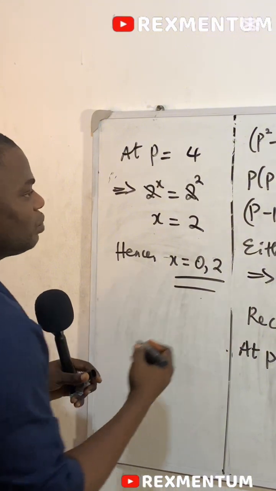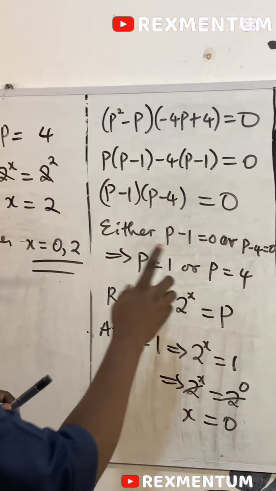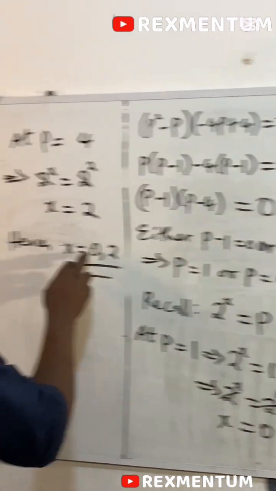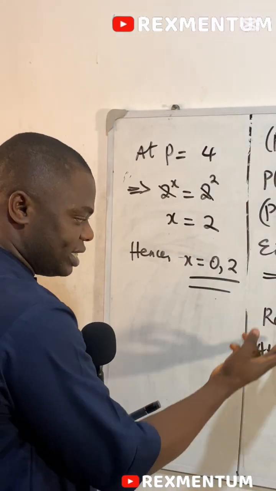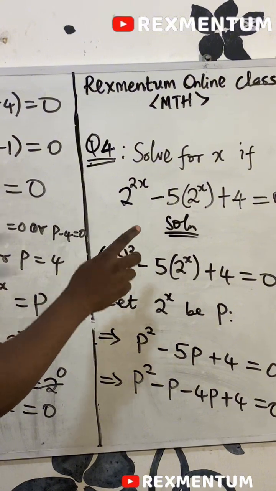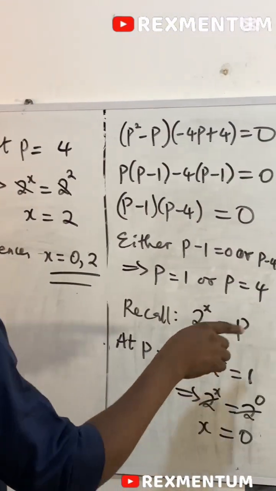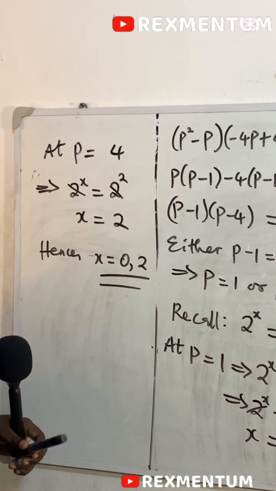Because you are asked to solve for x, not p. For some of us that think 1 and 4 is the final answer, no, it is 0 or 2. We set up this rule that we should record that 2 raised to the power x, or let 2 raised to the power x be p. So you remind yourself of that principle after solving to get the value of p.